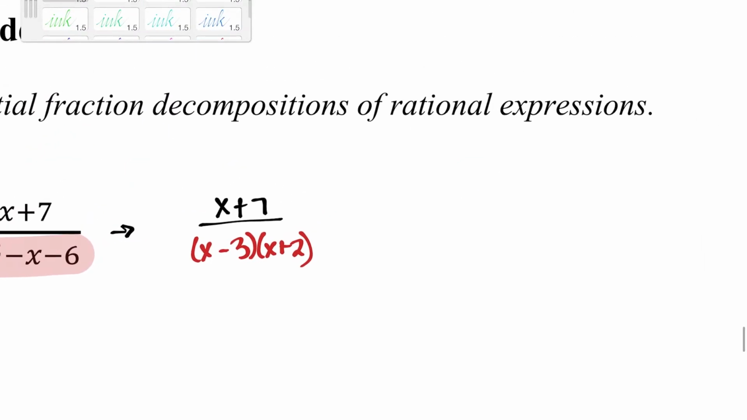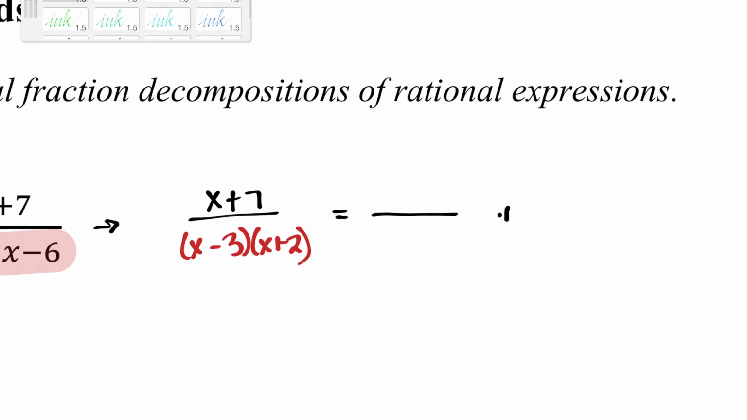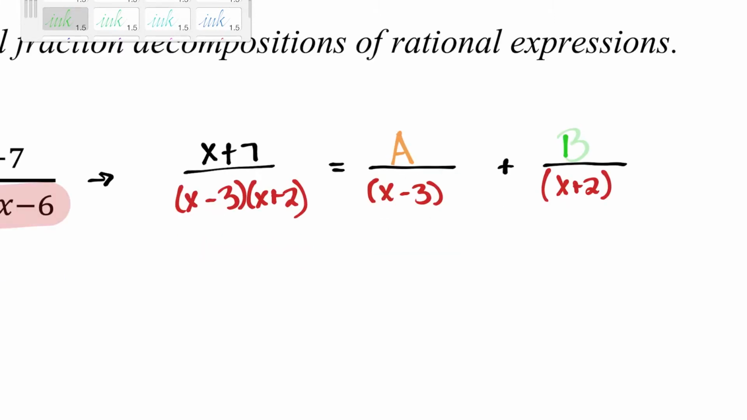And then I'm going to set this equal to two fractions adding together. The first factor is going to be in the first denominator, and the second factor is going to be in the second denominator. And on top, I'm going to give the numerators variables of a and b. So from here, I want to solve for my a and my b. I want to figure out what those are.